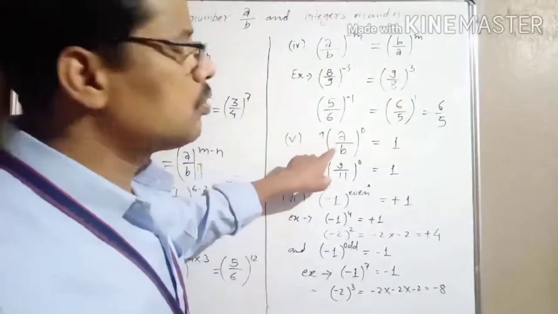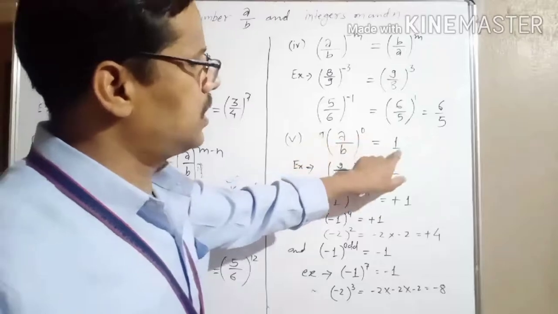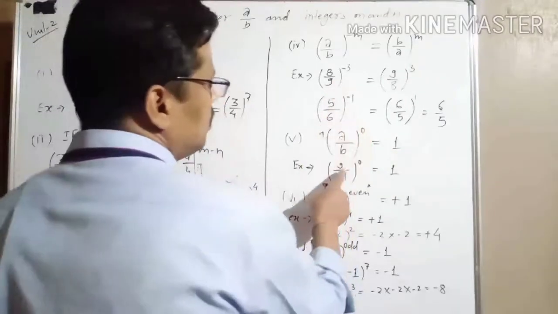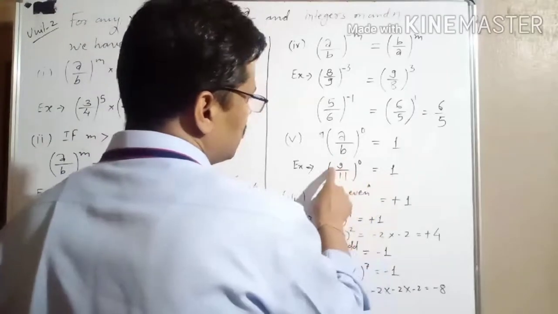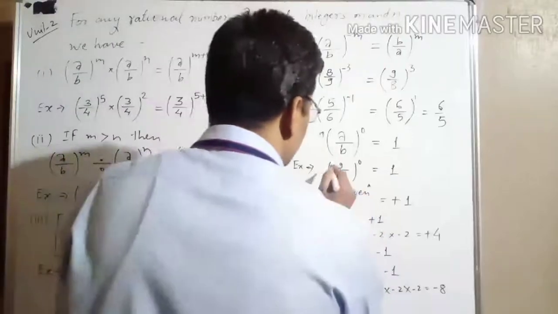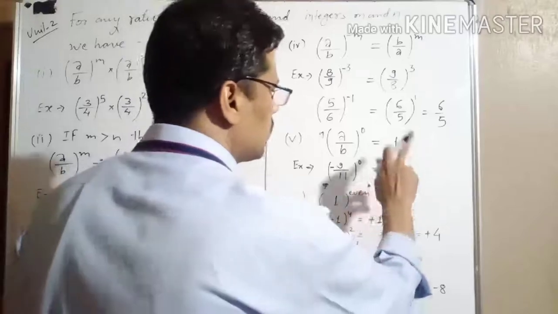Here, any non-zero rational number power 0, keep remember, in that case we get 1. This is for a non-zero number. Keep remember this. So (9/11)^0, what do you get here? 1. If there is a negative sign also, you get plus 1 only. Suppose I am writing here (-9/11)^0. In this case also you get 1.